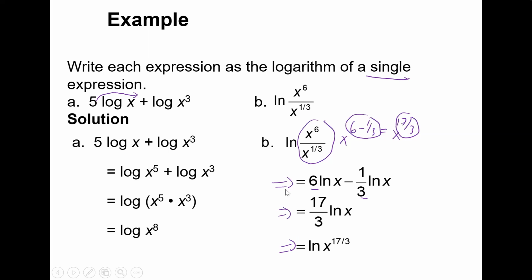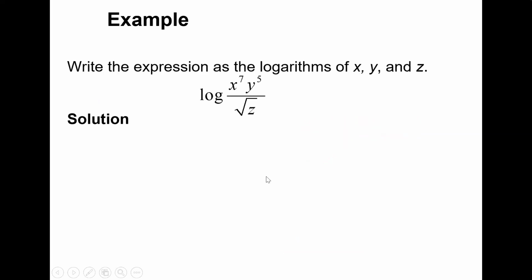solve these problems. All right, here we're supposed to write the expression as the logarithm of x and y and z. So in this case, it looks like we're going to have a sum and a difference. Okay, so when we do that, the top's going to be the sum, it's a product, and then we're going to subtract off this one, which is because of the quotient rule. And so we have this, so that's not a problem.